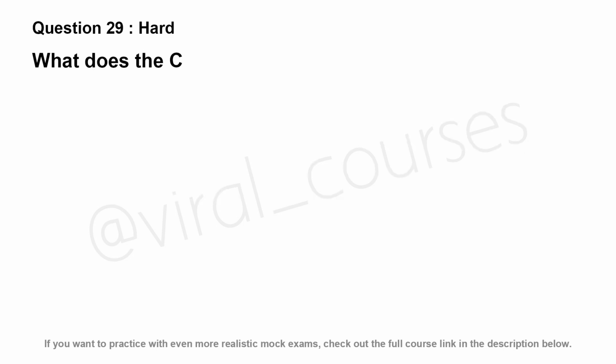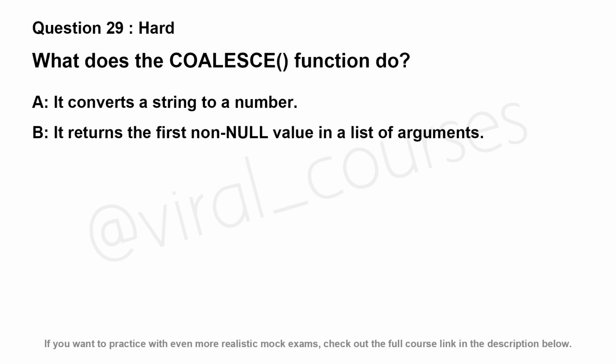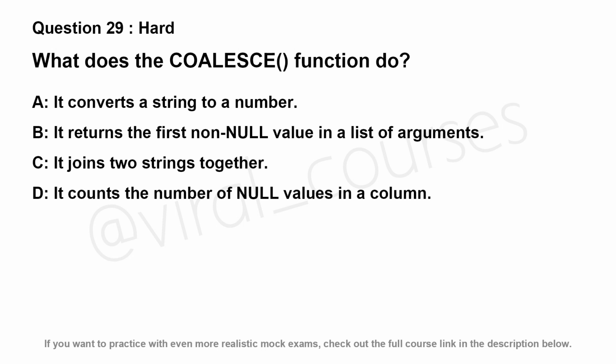What does the COALESCE function do? Option A. It converts a string to a number. Option B. It returns the first non-null value in a list of arguments. Option C. It joins two strings together. Option D. It counts the number of null values in a column.